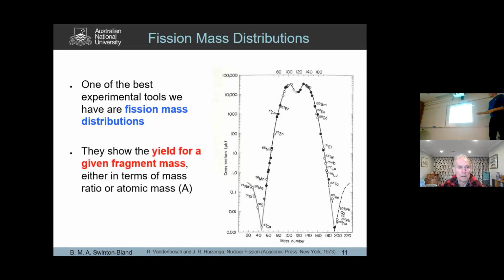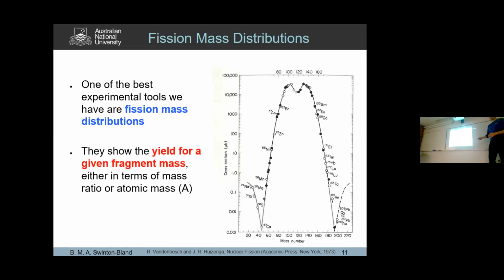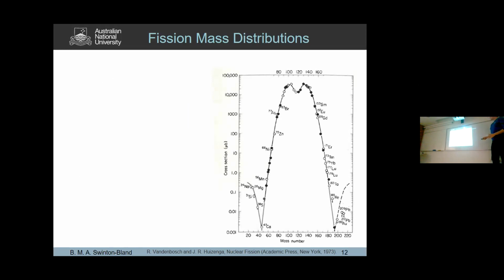And these are quite straightforward. These just show the yield for a given fragment mass, either in terms of mass ratio, or in this case, mass number. And this is against cross-section, which you can consider as just number of counts or yield. They're all equivalent. Okay, so straight away, we can see there is a distribution of elements produced. We're not just producing barium and krypton, we're producing a wide range of nuclei in this reaction.